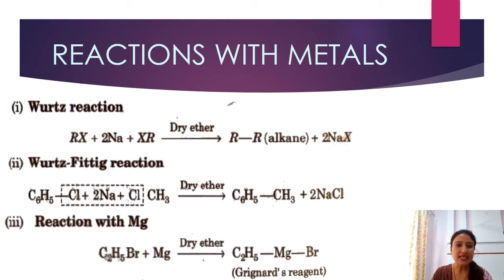Next is reactions with metal. Most organic chlorides, bromides and iodides react with certain metals to give compounds containing carbon-metal bond. Such compounds are known as organometallic compounds.